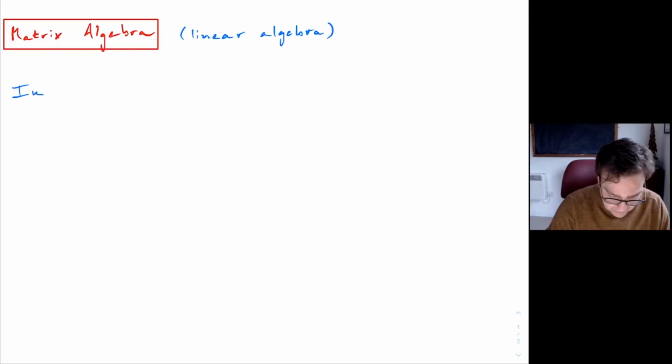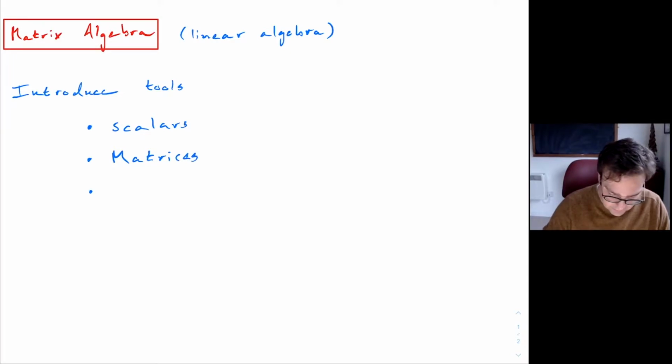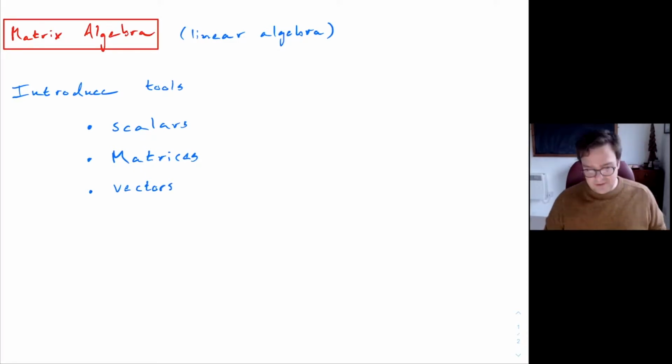Okay, so we're going to introduce tools, and those tools are the following. The first is scalars. That's something everyone should be familiar with, though they might not know the name. The second is matrices. And the third is vectors. I expect that today we'll get through the first two, and vectors will have to start in our next lecture, which will be on Monday.